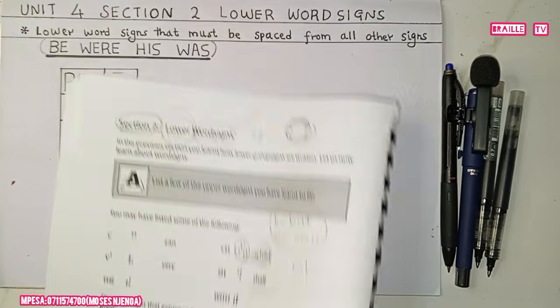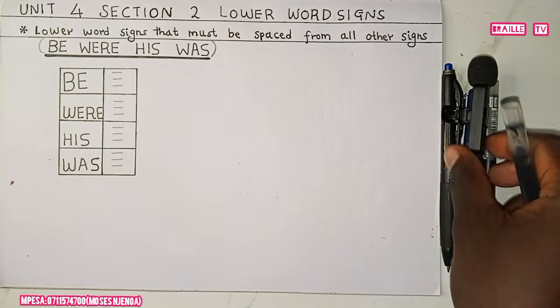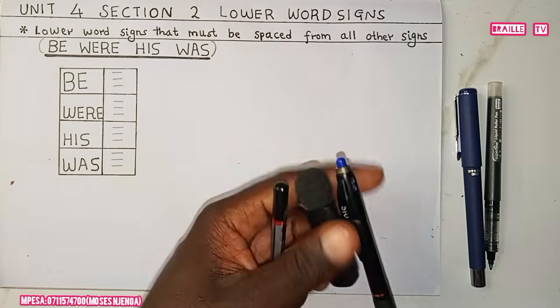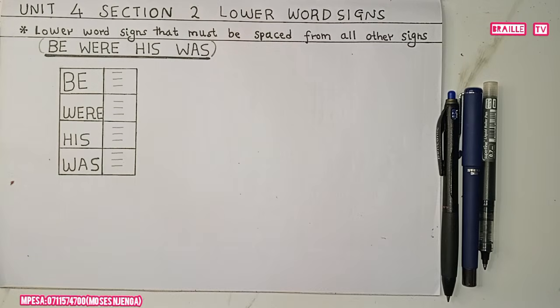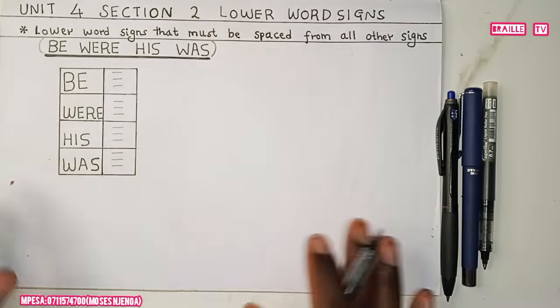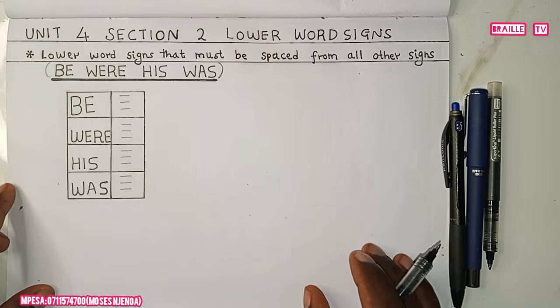So I have written them somewhere. They are here in my book. I want us to write them together and see how we write them. Okay, now I think you can see. I think it's clear. Good.